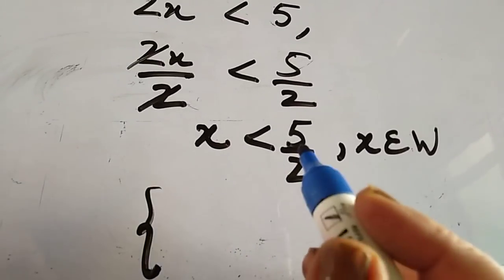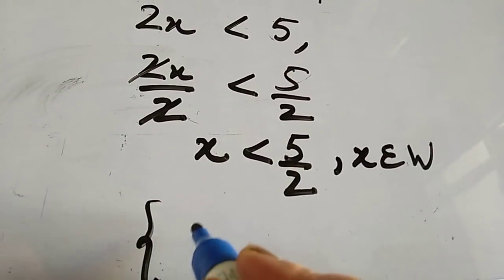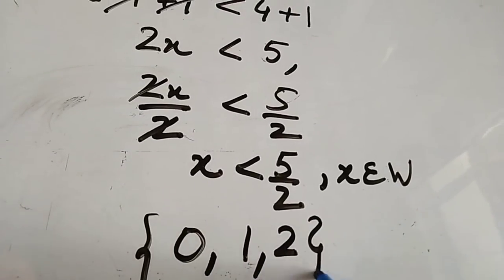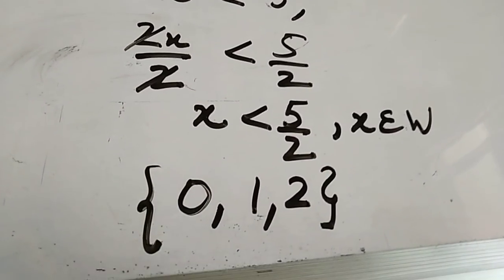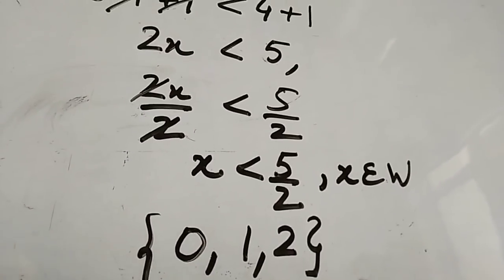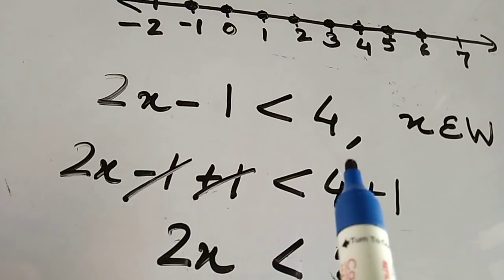Less than 2.5. 5 by 2 means 2.5. So it is 0, 1 and 2, because we need less than 2.5. It's not saying less than 2. Yes, so 0, 1 and 2 is the solution. This is how we solve the inequation.